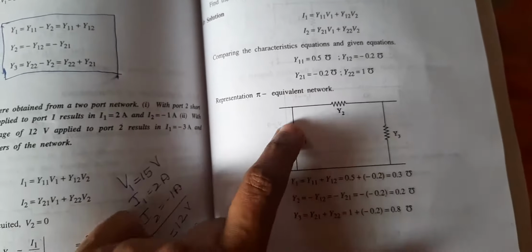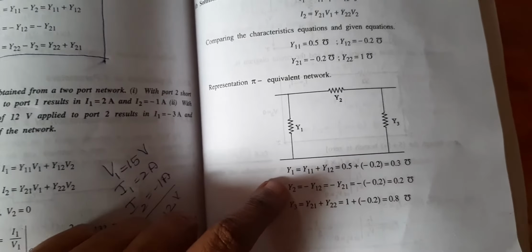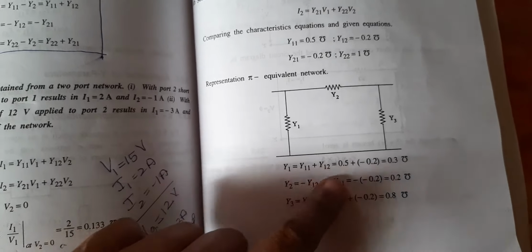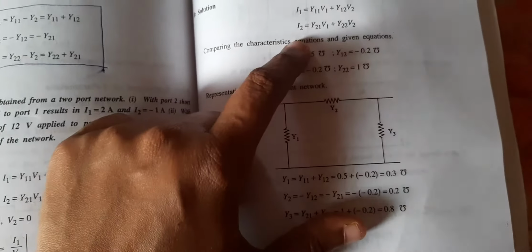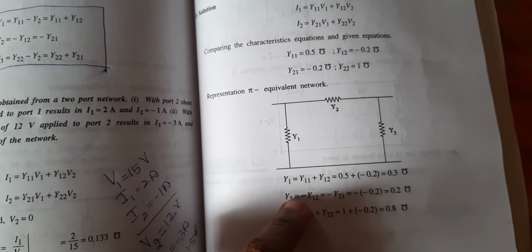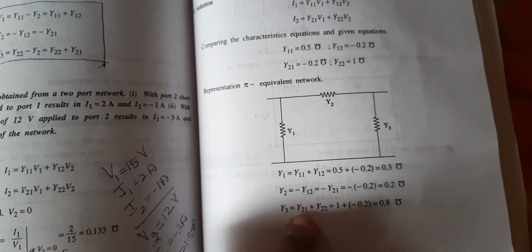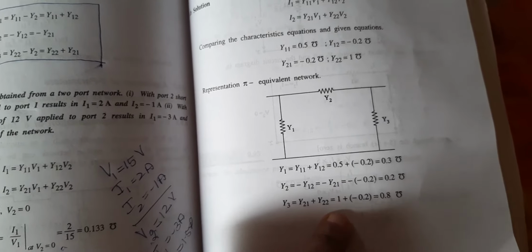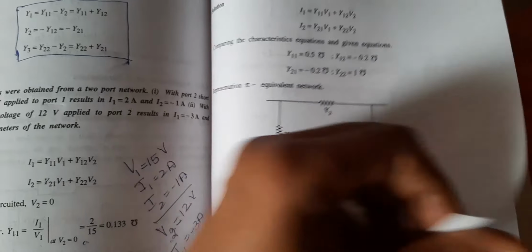So in order to find equivalent pi network, what is the formula for Y1? Y11 plus Y12. Okay. So Y11 is 0.5 minus 0.2. What is Y2? Y2 is minus Y12, that is 0.2. Okay. Y3 is Y21 plus Y22. Okay. So write all the values.